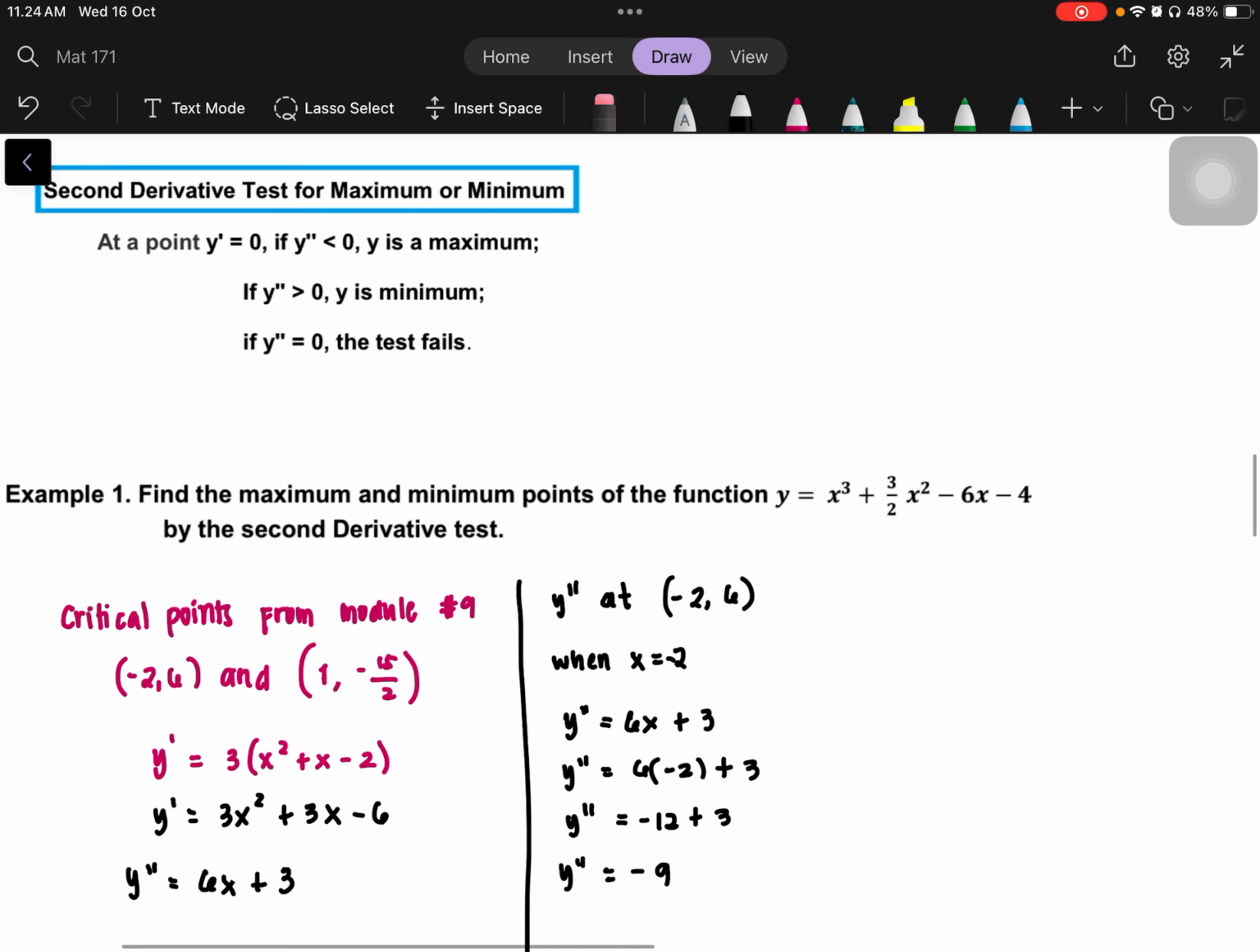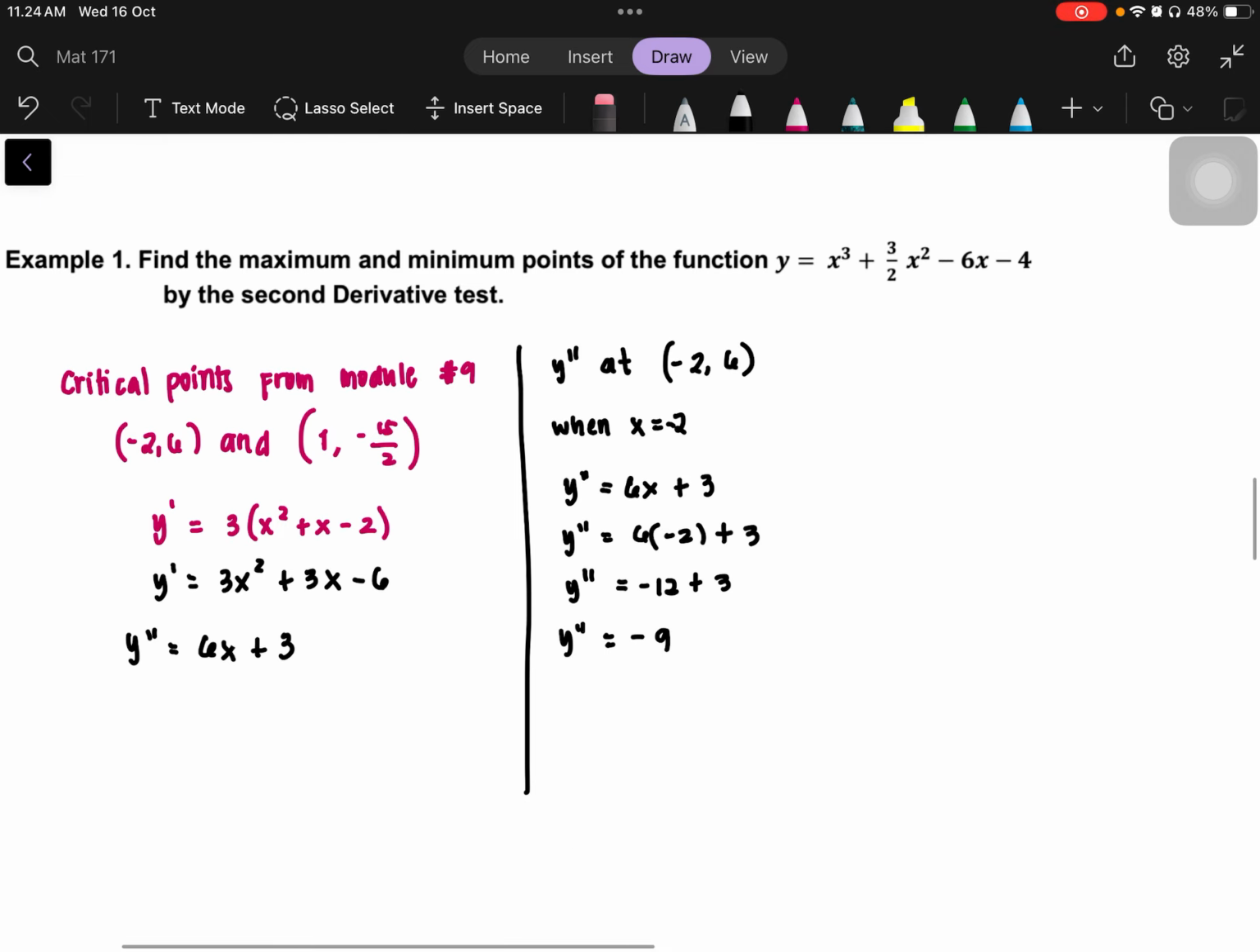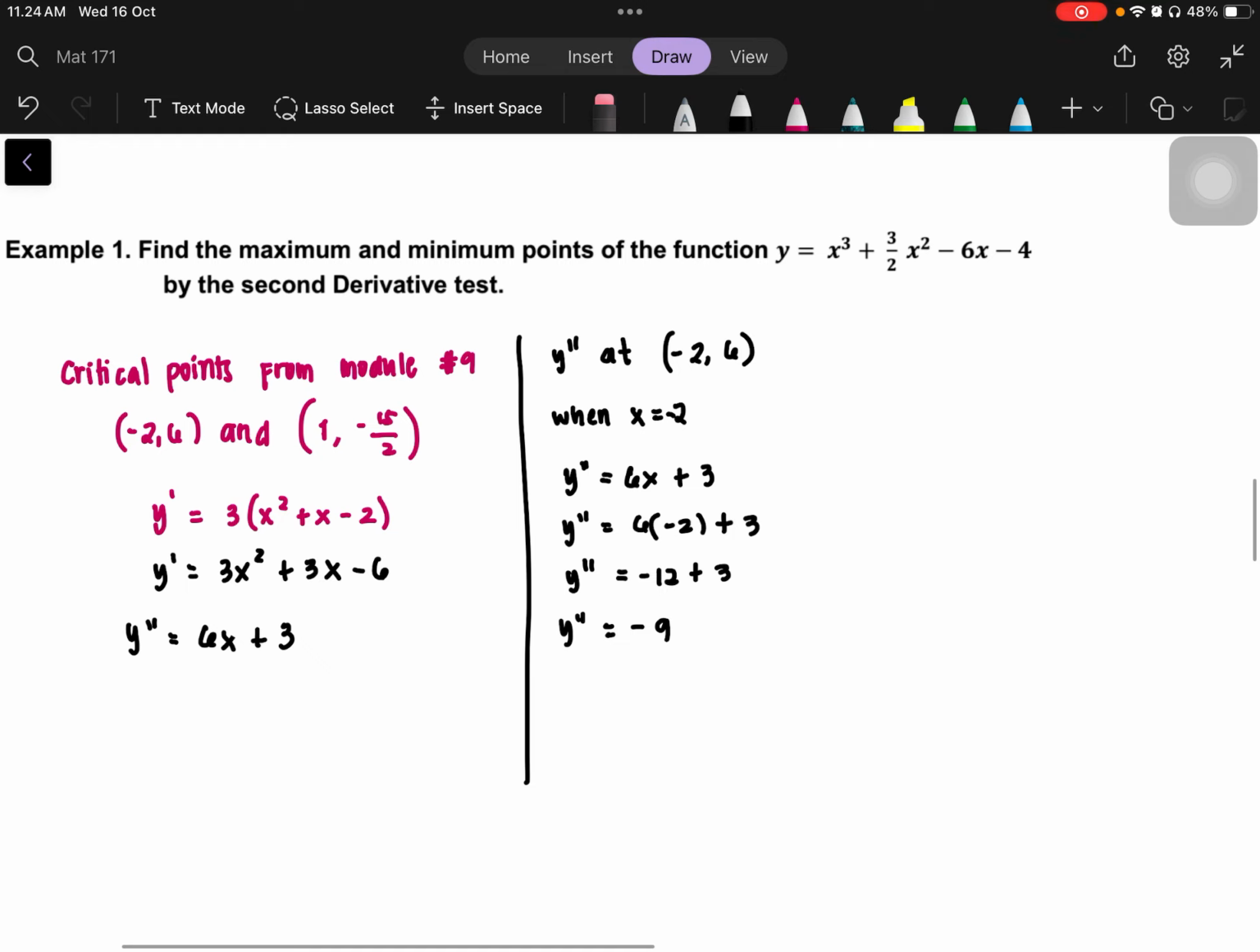Okay, diba? So, yun, no? If less than. Pag sinabi natin less than, ibig sabihin siya ay naka-negative. So, therefore, this is our maximum. Okay. So, maximum point pala natin, si negative 2, positive 6.